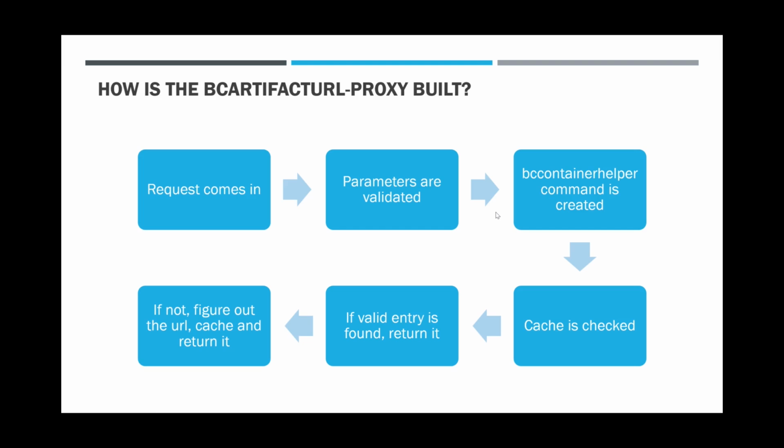If not, then we're still in the same place as before. We need to run the BC Container Helper command, wait for however long it takes to get the result, and then return it to whoever is calling the proxy. So the big difference really is the cache here, and that you don't necessarily need to have BC Container Helper in the place that is calling the proxy to get the artifact URL.